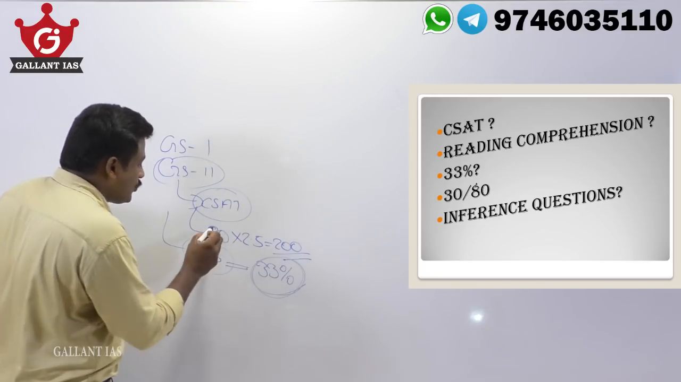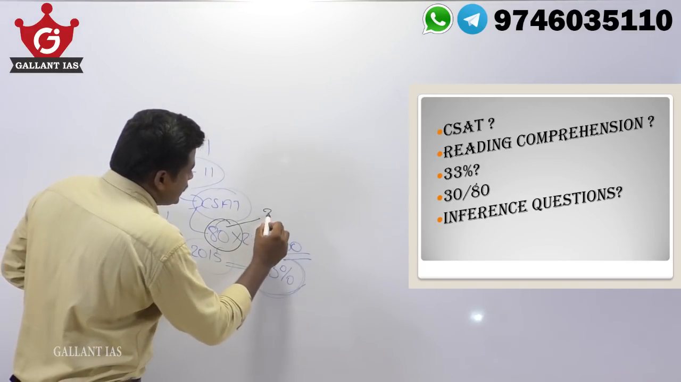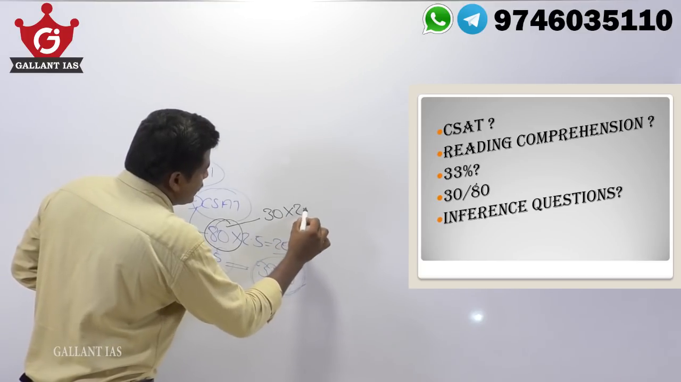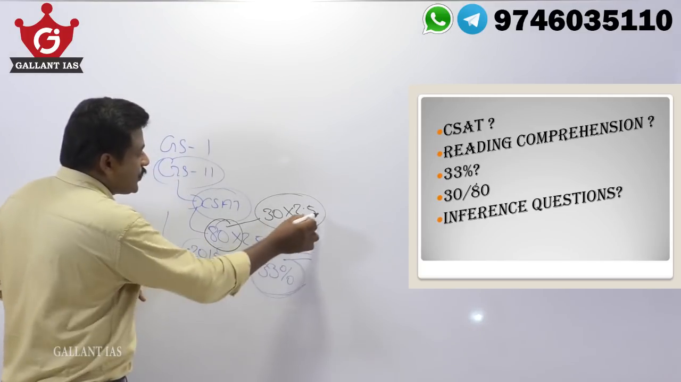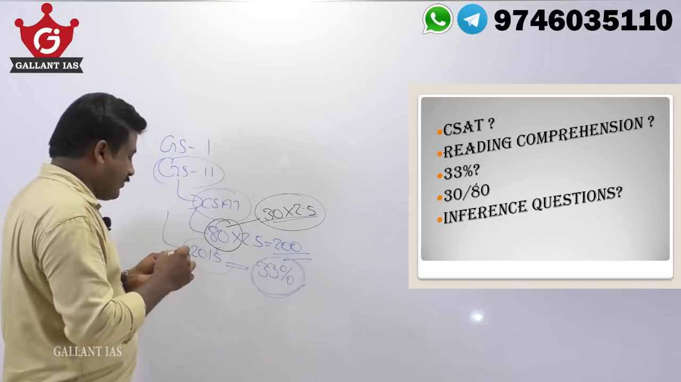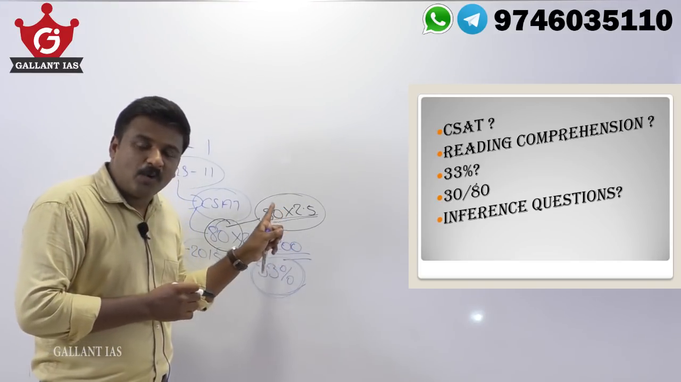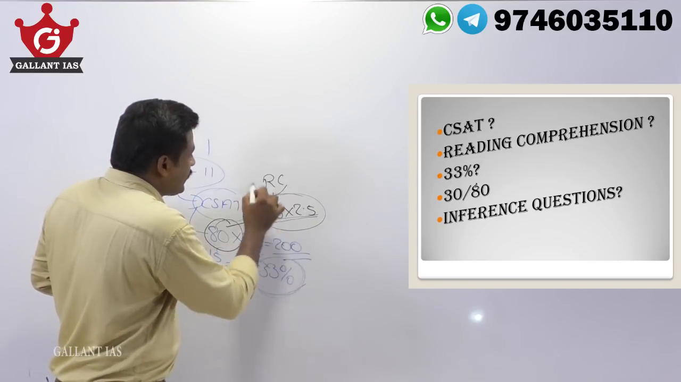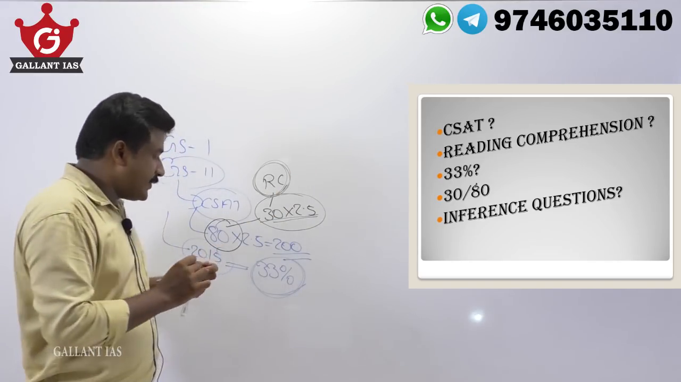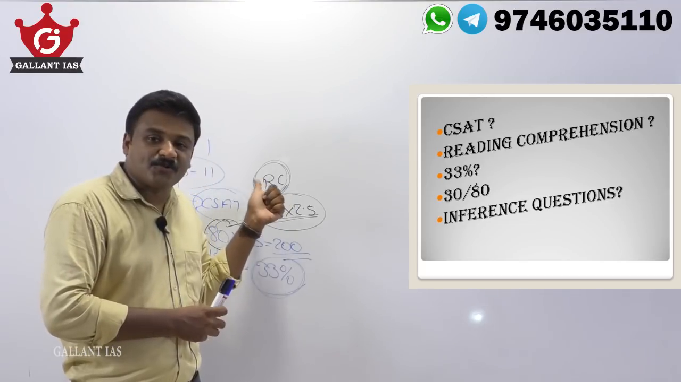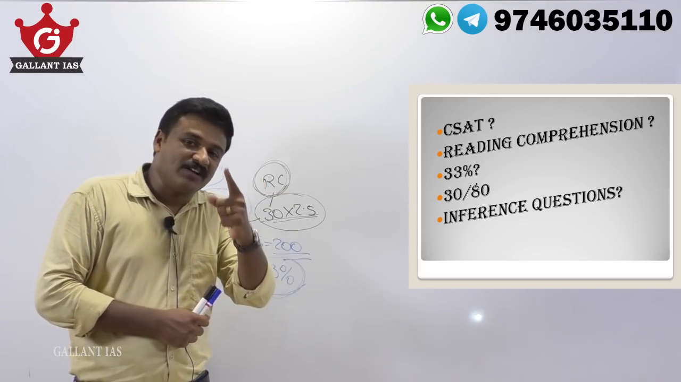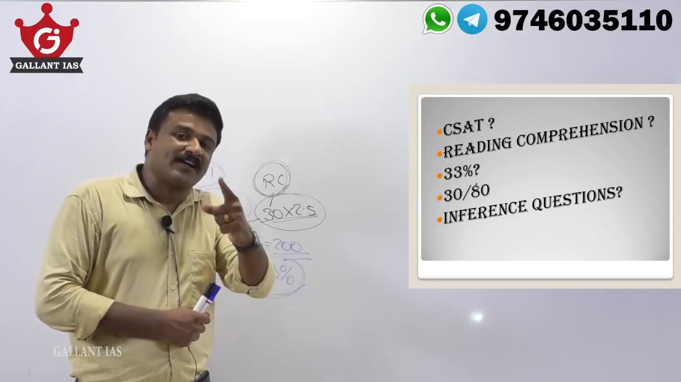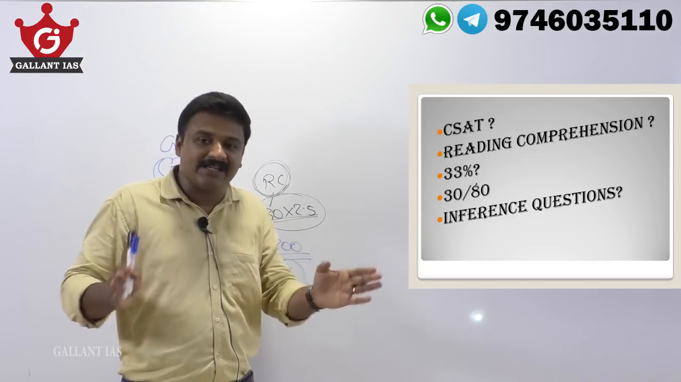Out of these 80 questions, something around 30 questions would be from the reading comprehension part. So 30 into 2.5. This will help you to understand the importance of reading comprehension. So you must be a master in this reading comprehension part. That will help you to cross the cutoff in this CSAT very easily.